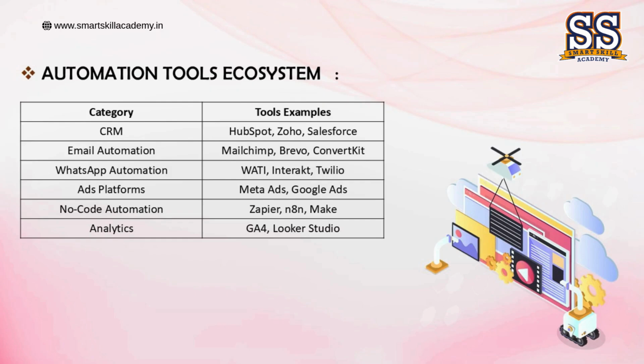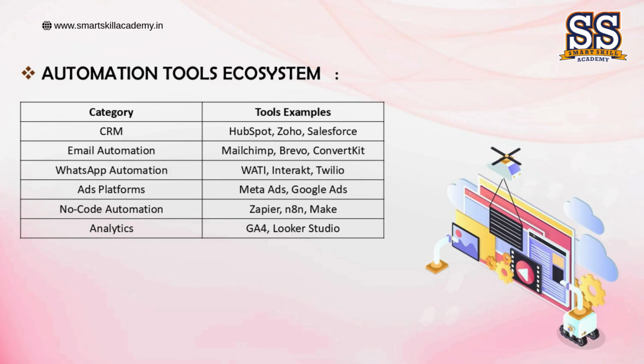To keep that audience engaged without manual effort, we use email automation tools like MailChimp or Brevo to send personalized journeys, while WhatsApp automation through platforms like WATI or Twilio allows us to meet customers where they are most active, on their phones in real time.